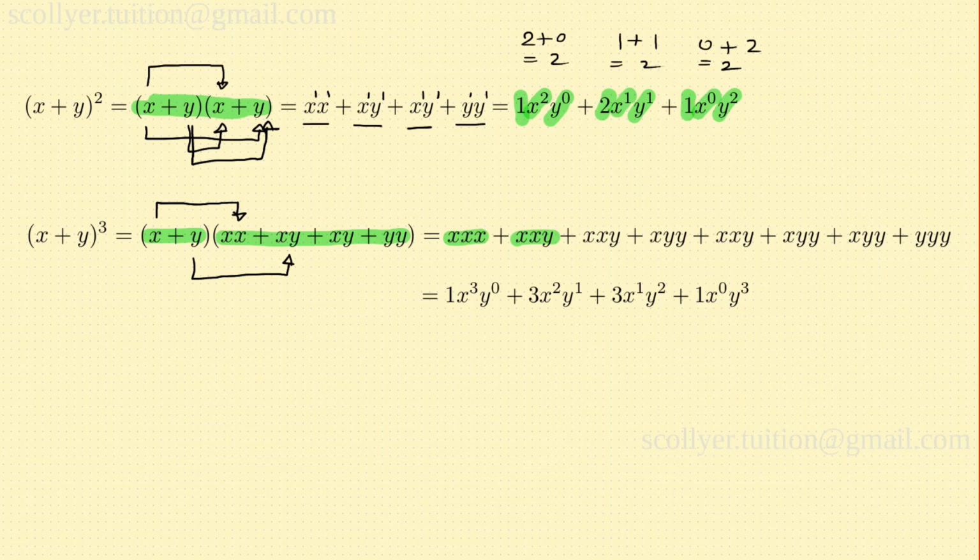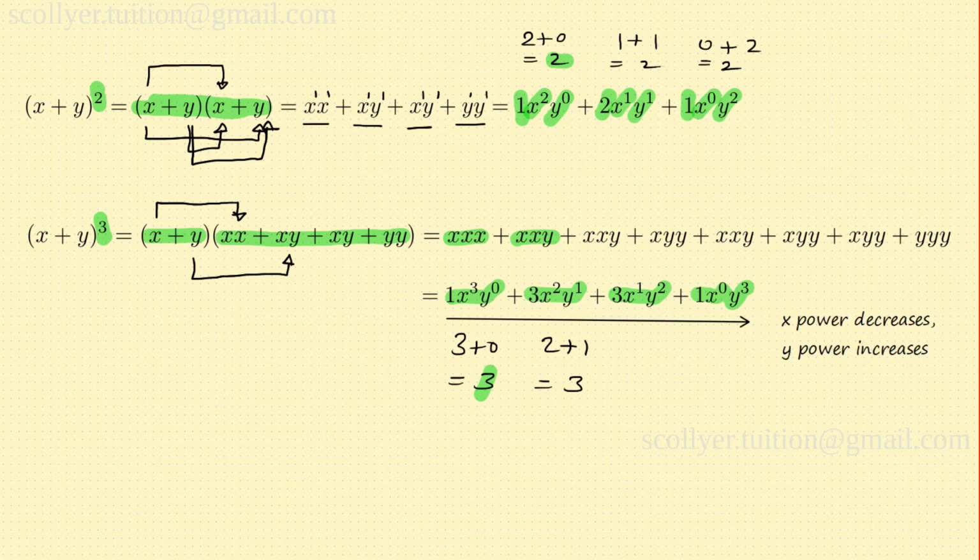And the simplified form of this becomes 1x cubed times y to the 0 plus 3x squared times y to the 1 plus 3x to the 1 y squared plus 1x to the 0 y cubed. And again, we notice that the powers in each term sum in this case to 3. And we note that the 3 is precisely the power by which we are expanding. And in the previous example, the 2 was precisely the power by which we are expanding.